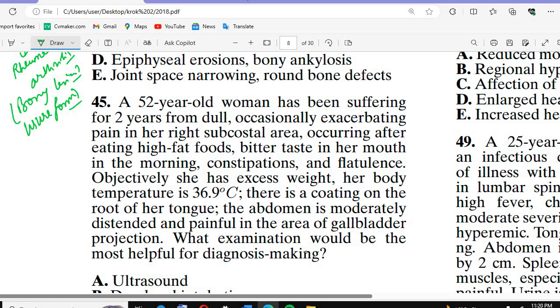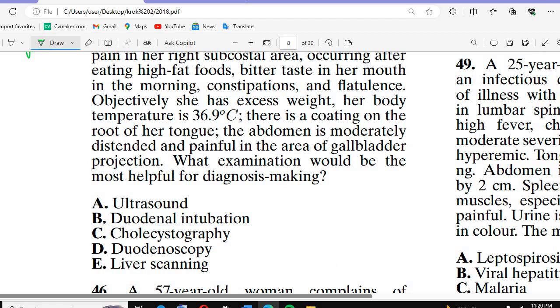Question number 45. This is the easy one. A 52-year-old woman suffering for 2 years from dull, exacerbating pain in the right subcostal area, occurring after high fat foods. Bitter taste in mouth in the morning, constipation, flatulence. There is a coating on the root of the tongue. The abdomen is moderately distended and painful in the area of the gallbladder projection. So we discussed what we will do: we will do the ultrasound.